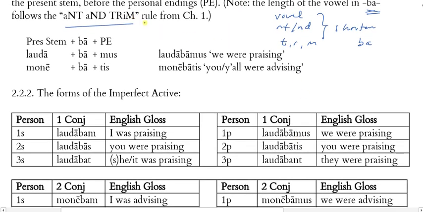If we don't have one of these sorts of endings following the long vowel, then it'll stay long. Okay, so present stem plus ba with the long A plus personal endings will yield the imperfect tense. So our example here, lauda, using the present stem, plus ba plus mus for first person plural, we get laudabamus. We were praising. Notice this is a past tense form. And then mone plus ba plus tis, put it together, monebatis. You or y'all were advising.